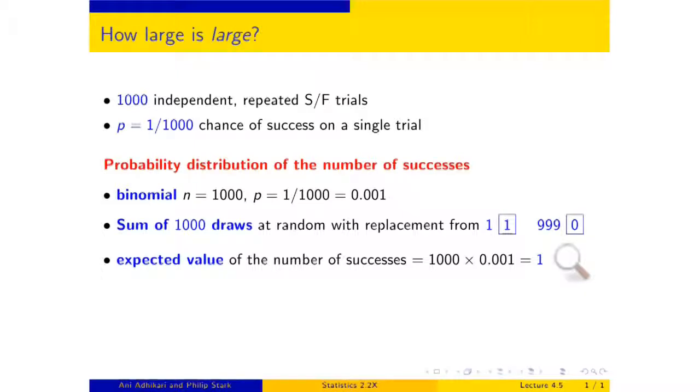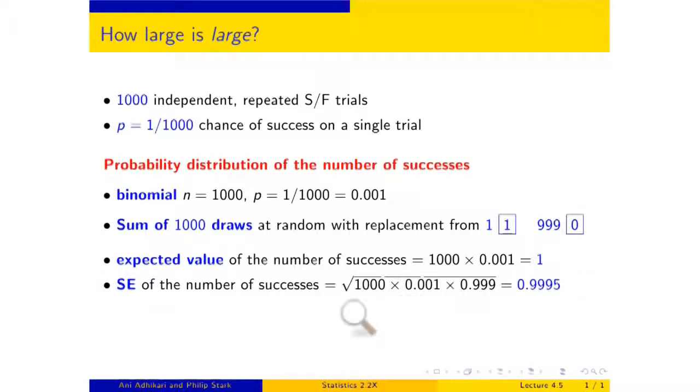The standard error does need a calculation. Square root of number of trials times probability of 1 times probability of 0. And look at that. I deliberately kept all these decimal places. I wanted you to see how close it is to 1. We're saying, essentially, that we expect to get 1 success, give or take 1.